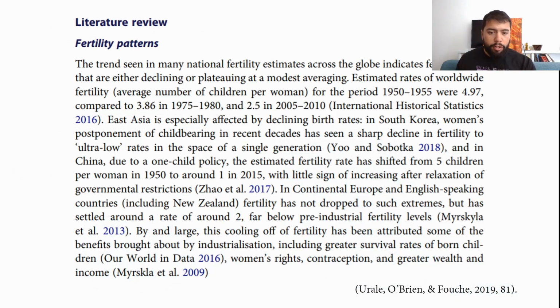Here's an example from a paper that I've written, co-authored with these two authors, these two great people. So just to give you an example, in a scholarly research article, this is something that's been published, when you would use citations. So I've highlighted it here. If you look with international historical statistics, I'm using this when I'm talking about the estimated rates of worldwide fertility. Okay, so I can't just give these numbers here. For example, the period between 1950 and 1955 were 4.97 and 3.86 and so on and so forth.